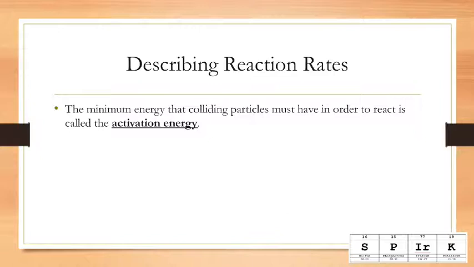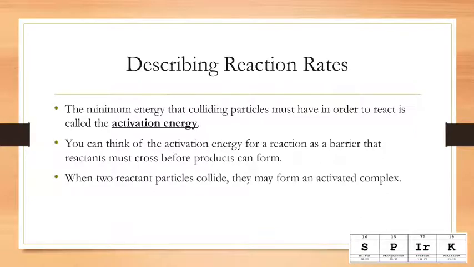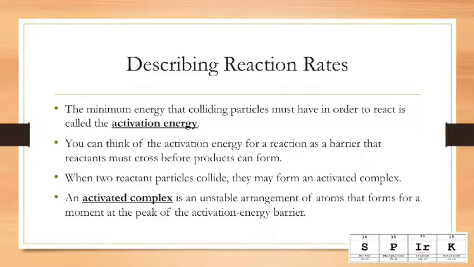The minimum energy that colliding particles must have in order to react is called the activation energy. You can think of the activation energy for a reaction as a barrier that reactants must cross before products can form. When two reactant particles collide, they form what's called an activated complex. An activated complex is an unstable arrangement of atoms that forms for a moment at the peak of the activation energy barrier. And this activated complex lasts for nanoseconds.